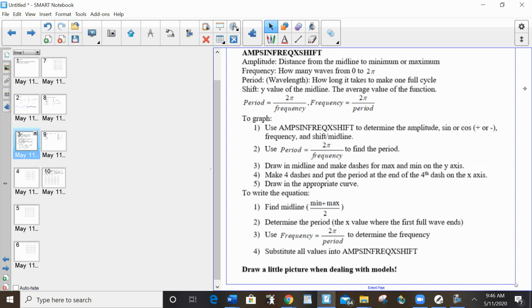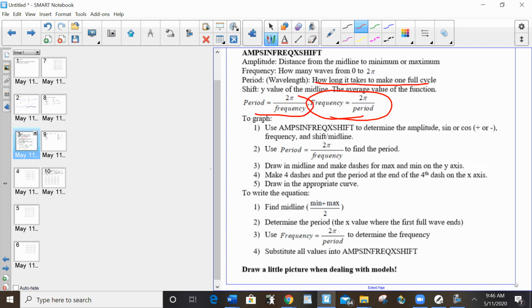Amplitude is the distance from the midline to the max or min. Frequency, how many waves from 0 to 2 pi. More importantly, frequency is 2 pi over the period. Period is the wavelength. It's how long it takes to make one full cycle. It is very important that you understand that, how long it takes to make one full cycle. And you also need to know that period is 2 pi over the frequency.